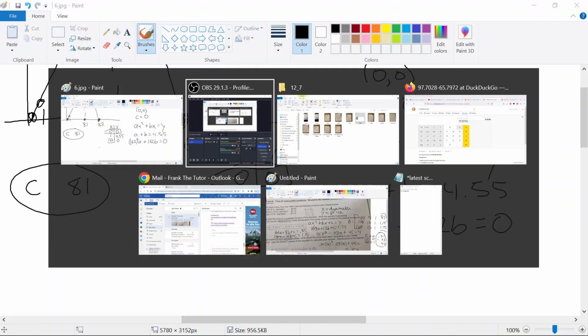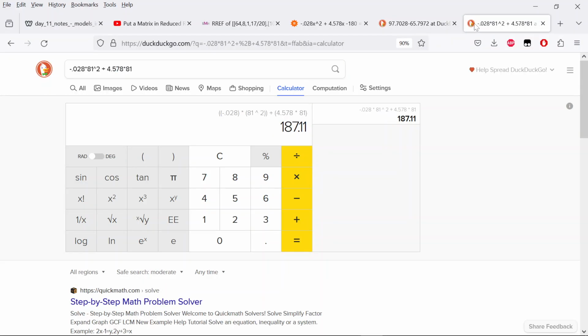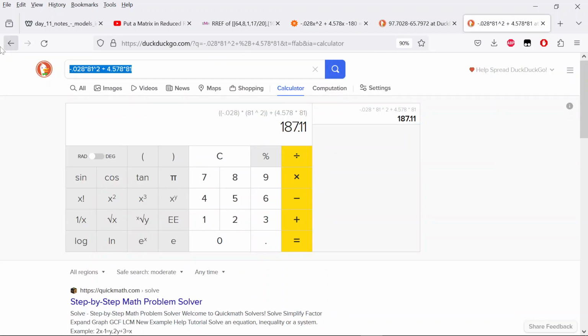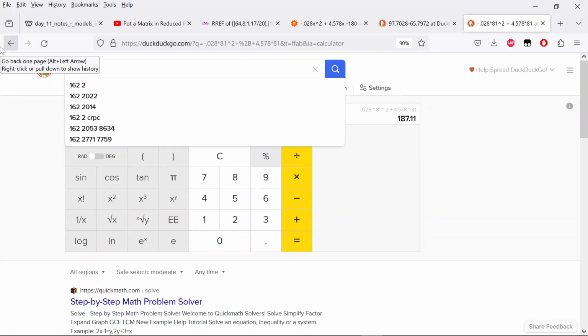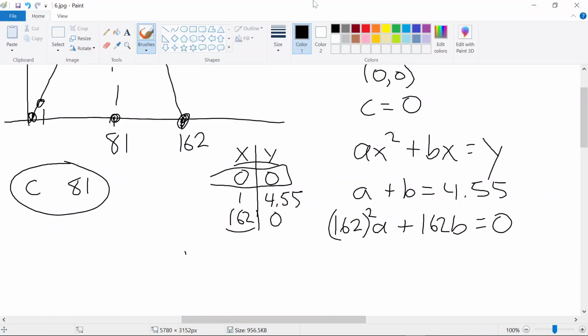What is 162 squared? Let me find my calculator. Let me find a different calculator. I want to keep that one up there. 162 squared is 26,244. So 26,244a plus 162b equals 0. All right, so I've got these two equations.